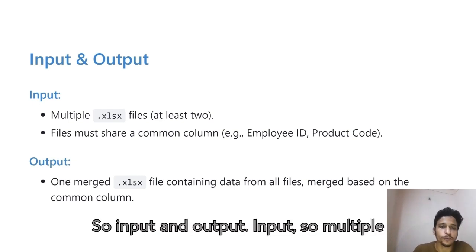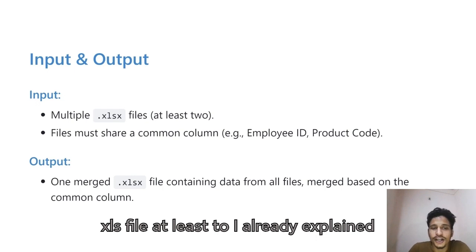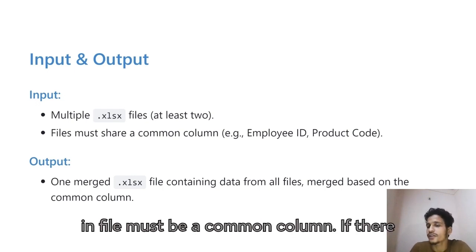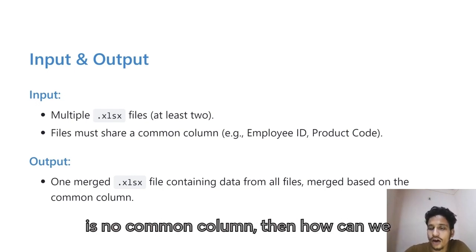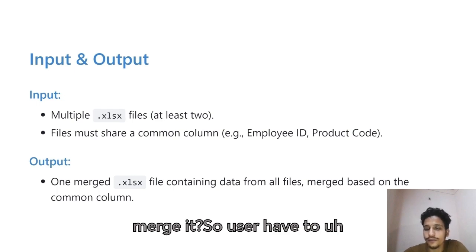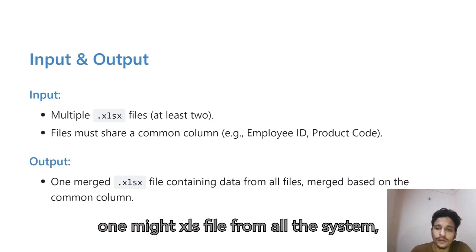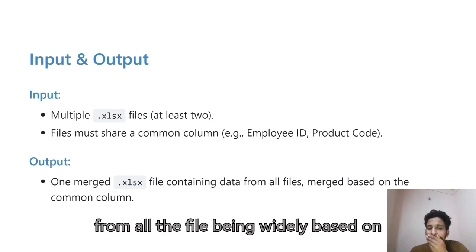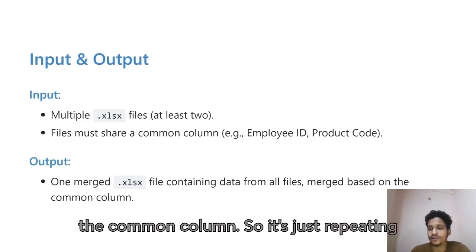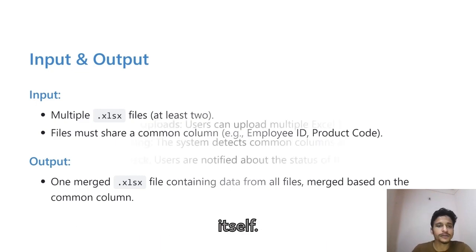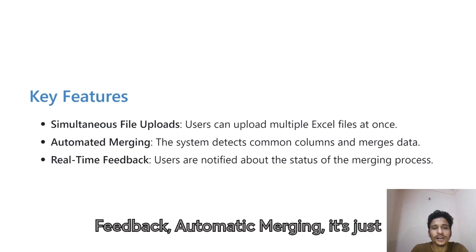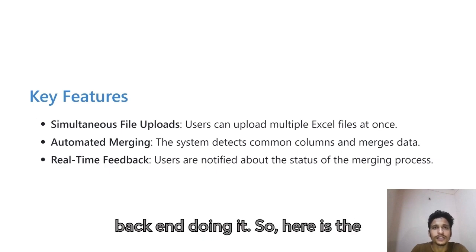So, input and output. The input is multiple XLS files, at least two, and the files must have a common column. If there is no common column, how can we merge it? So the user has to upload the right files, and the output is one merged XLS file built from all the files based on the common column. It's automatic merging, just the backend doing it.